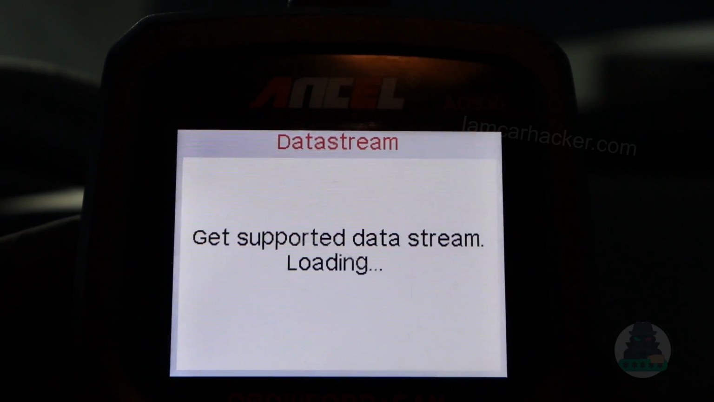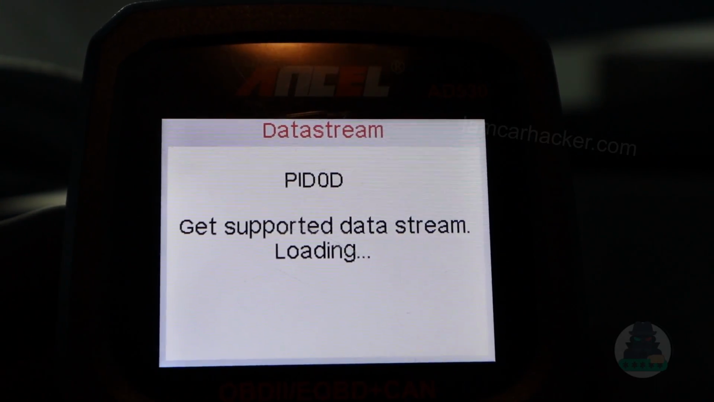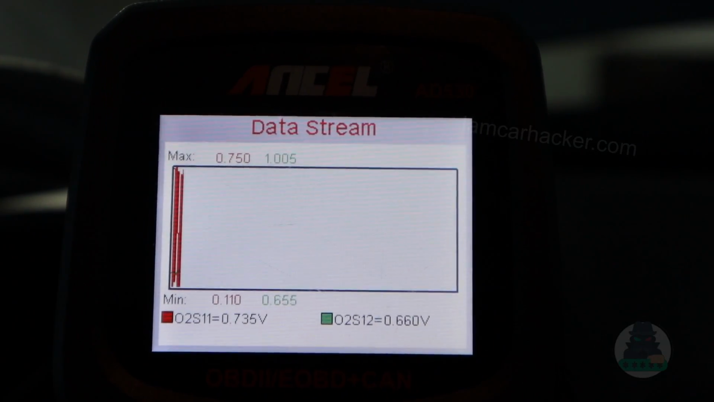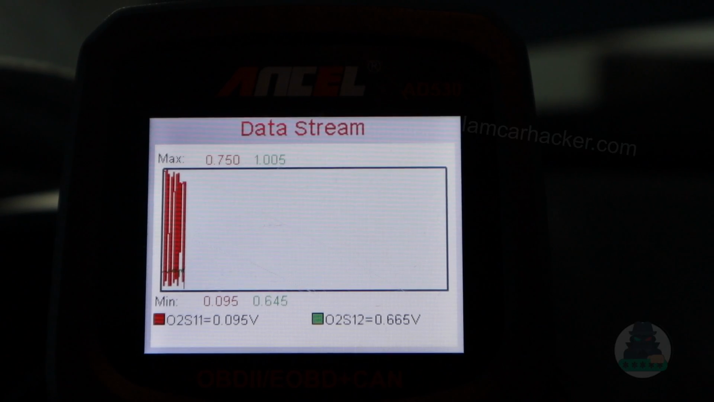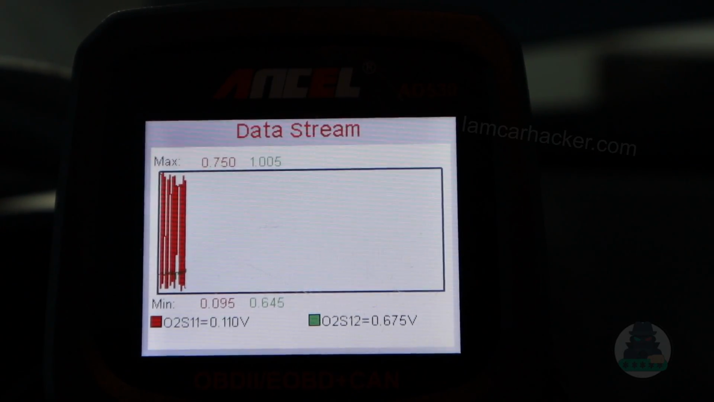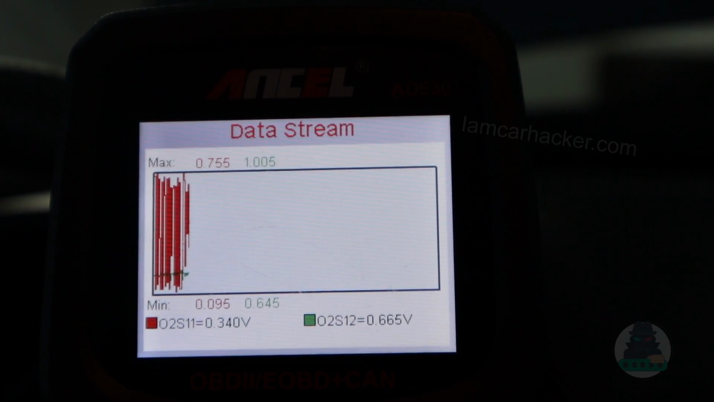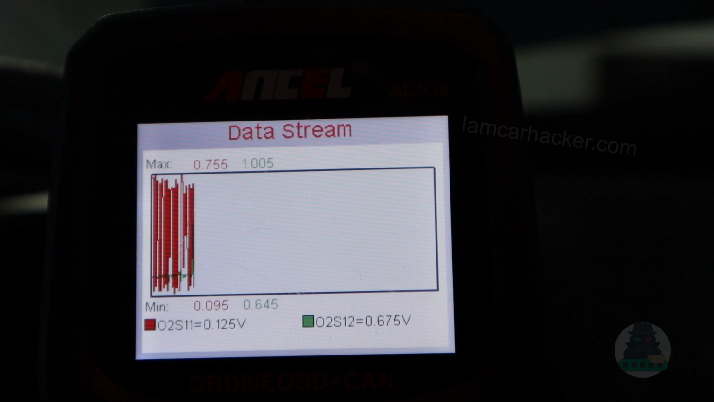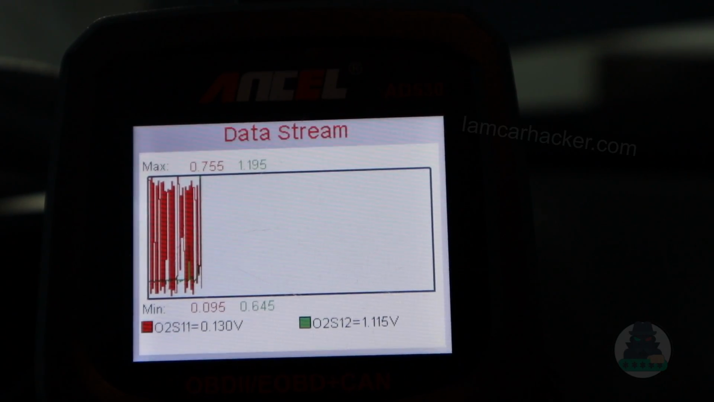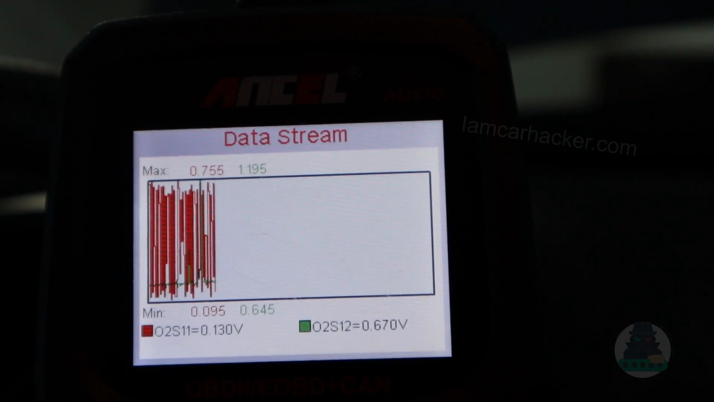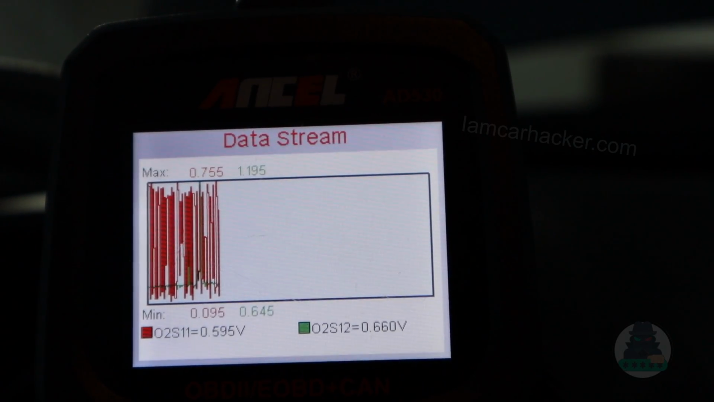When I open both sensors, oxygen sensor 1 and 2, the oxygen sensor 1 should be switching constantly from rich to lean, while oxygen sensor 2, you want to see it kind of steady. This is good example of working converter, because oxygen sensor 1 is switching as it should, but oxygen sensor 2 is keeping steady voltage. That means that it can actually store those harmful particles for burning.